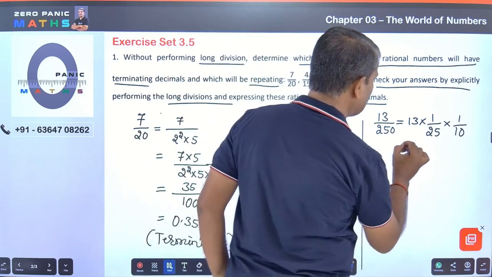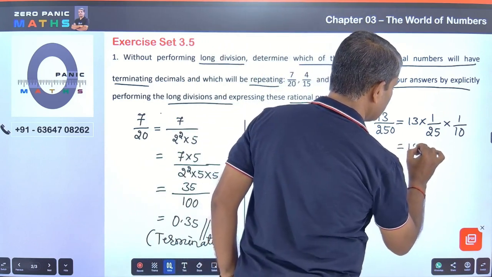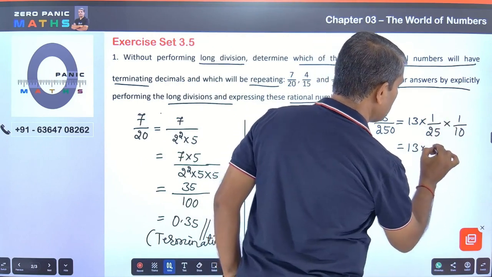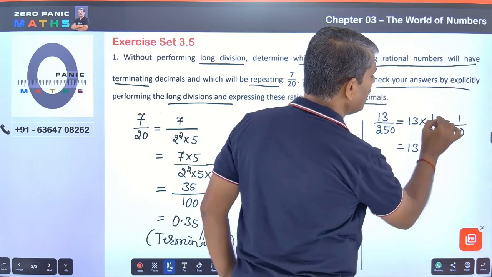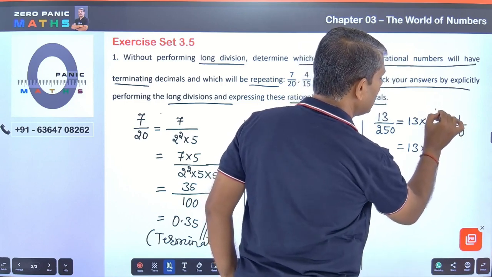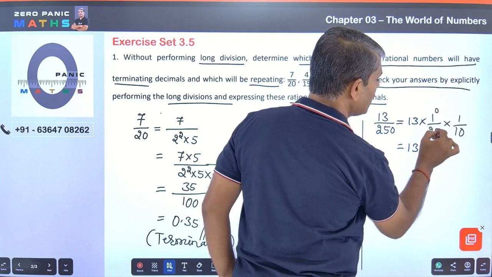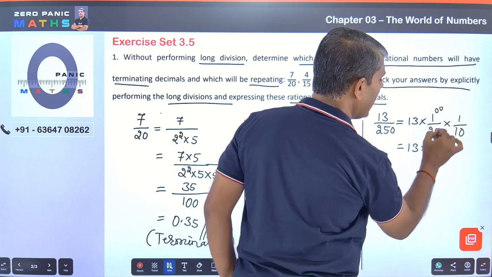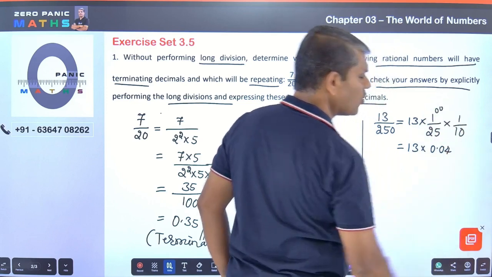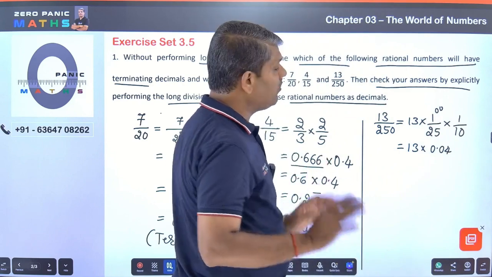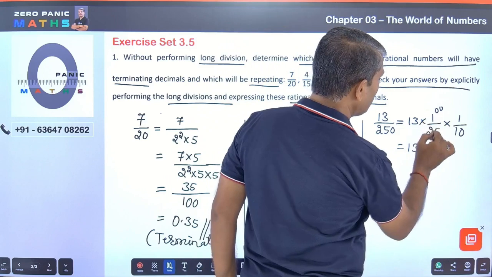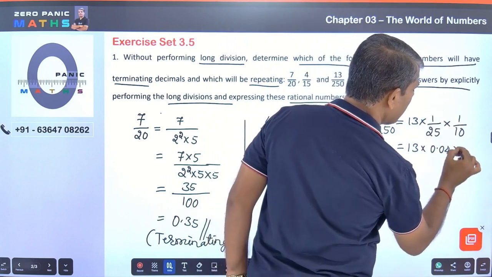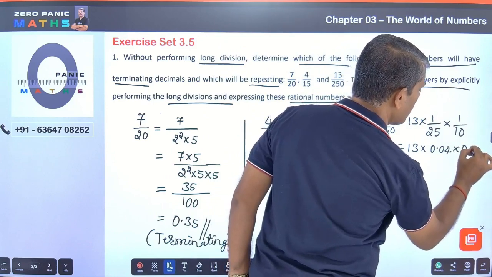Why did I do that? Because it will be easy for you to divide 1 by 25. 1 by 25 will be 0 point. When you give 0 point, it will become 10, but still 10 is less than 25, so you will give a 0 here and take a 0 here. That will make 100 by 25, and 25 fours are 100. So it will be easy for me to divide 1 by 25 instead of 13 by 25. Hope you understood this. Okay, similarly 1 by 10 is 0.1.